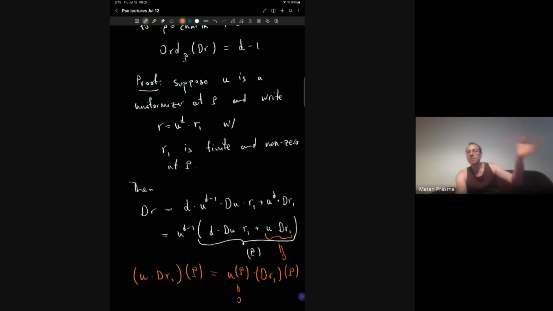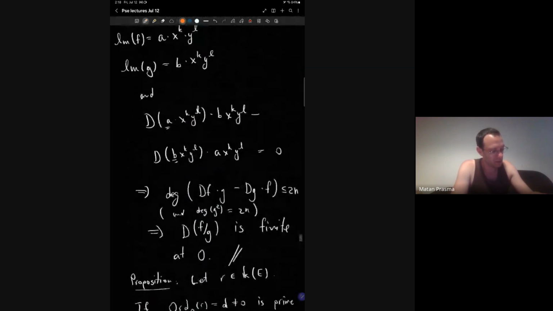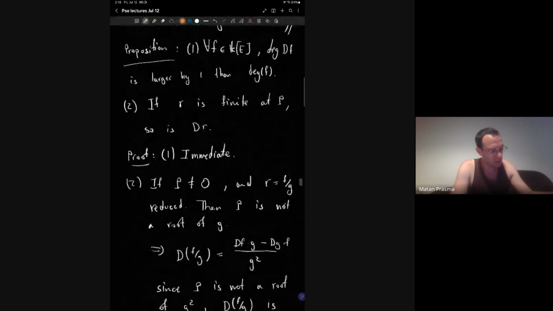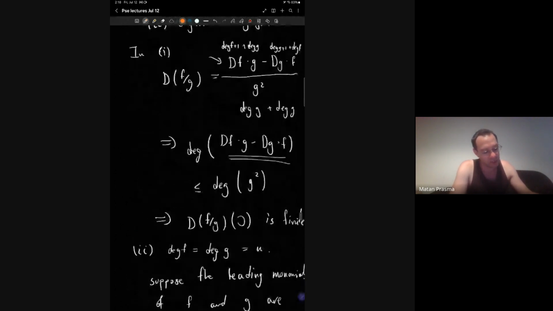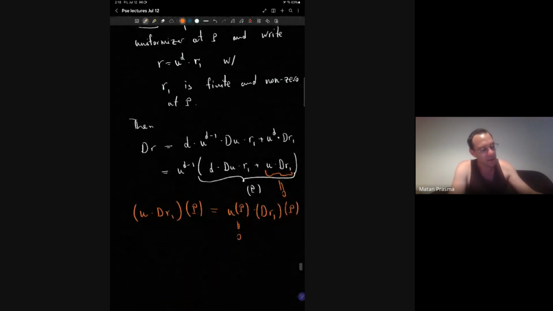I mean, remember the proposition. We had a proposition that said that if R is finite at P, then also D of R is finite at P. Remember, it's here. If R is finite at P, then so is D of R. You see, now I apply this proposition not to R, but to R1. R1 is assumed to be finite at P. So D of R1, by this proposition before the break, must be finite at P, by a previous proposition.